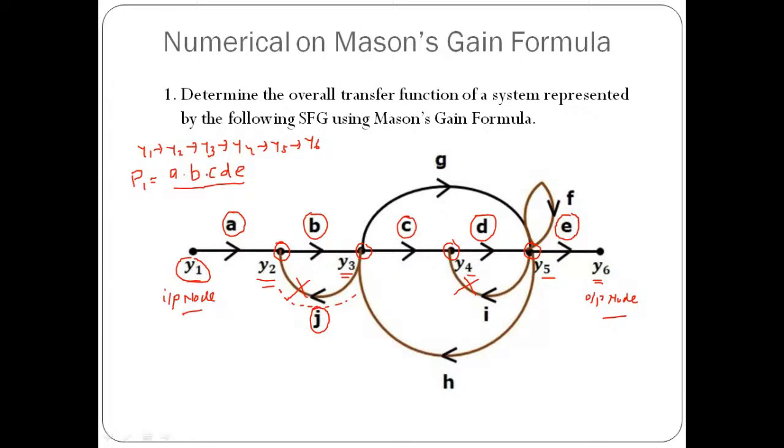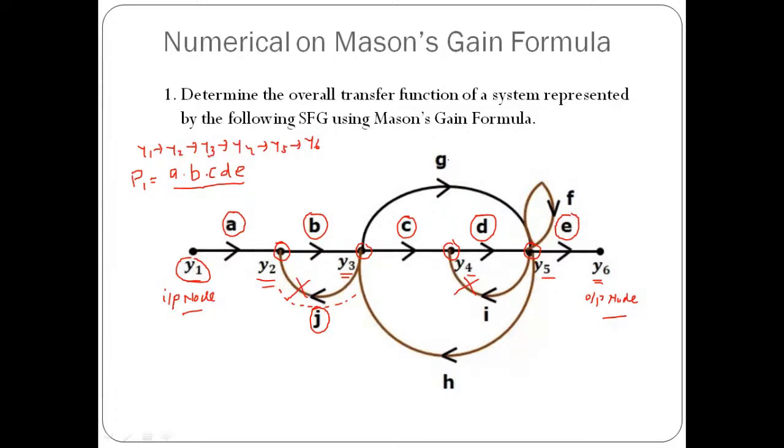I hope this point is clear to everyone. In the same way, let us try to identify whether we have one more forward path in the circuit or not. Now see, starting from the first node, we are moving towards the output node. We will reach y2 through gain A, and then from y2 to y3 through gain B, and then from y3 directly, suppose we select to move to y5, so we basically have two paths.